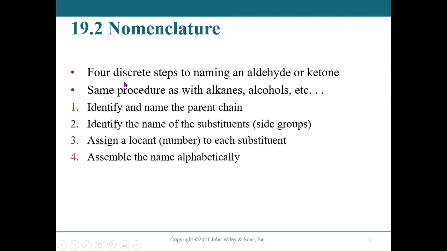There are 4 discrete steps to naming an aldehyde or ketone. Similar procedures as with alkenes, alcohols, etc. First, identify and name the parent chain. Second, identify the name of the substituents, the side groups. Third, assign a locant number to each substituent. Fourth, assemble the name alphabetically.